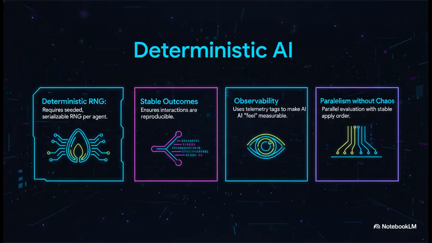And this is exactly how SDD lets us enforce those non-negotiables. You need randomness, but you can't have chaos? Well, you specify a seeded, reproducible random number generator for every single agent. You're worried about weird glitches? You demand stable, repeatable outcomes for all interactions. And that vague feel of an AI? You make it observable by defining specific telemetry tags that your tests can actually measure.